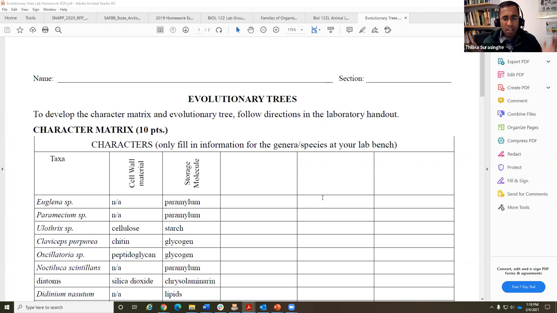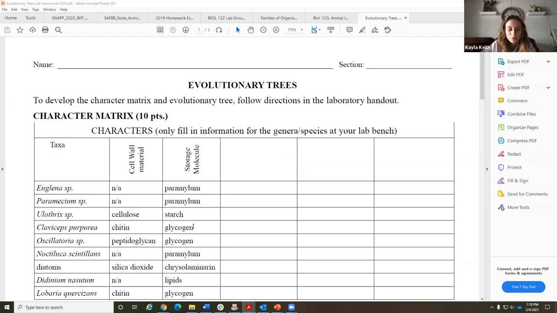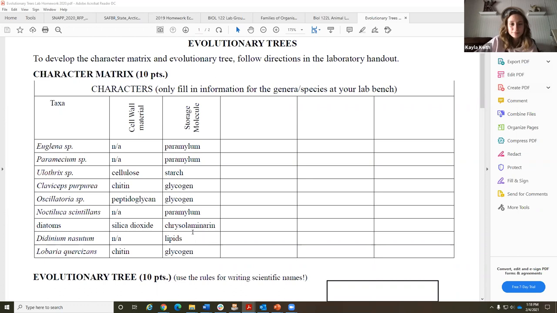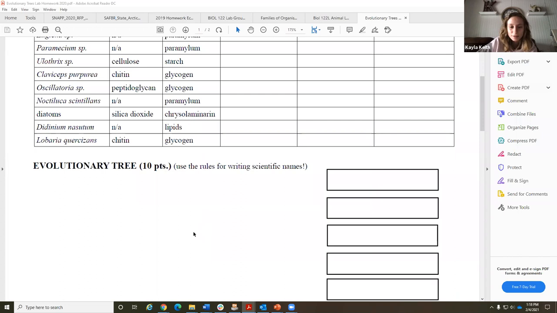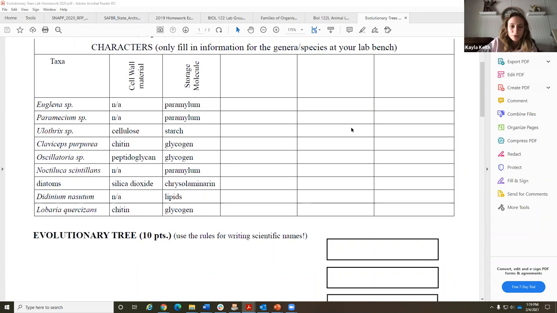Now, for this homework sheet you have on the screen, for this first table right here, I didn't dive into all the info deeply, but I did breeze through these three top boxes: the cell wall material and then the storage molecule. Am I supposed to be making more of those with other characteristics and then to do the similarities between them? Okay. You got it 100% correct.